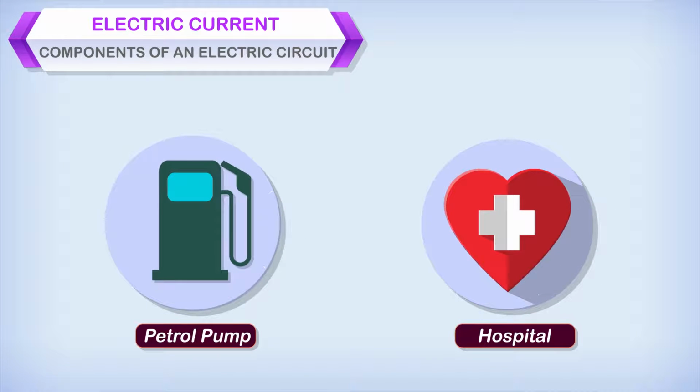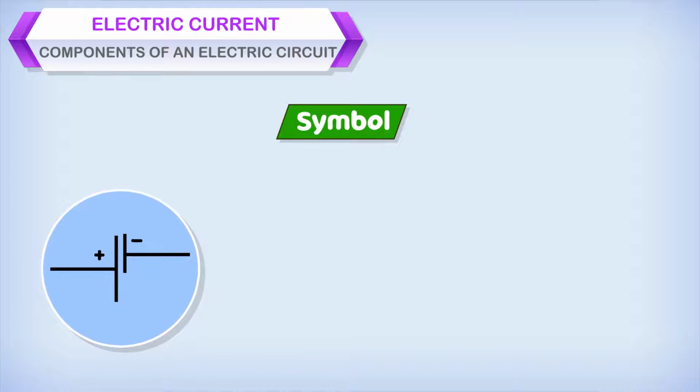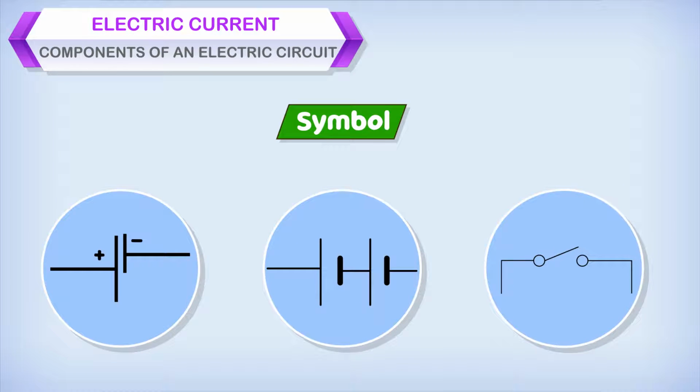You also must have seen the following symbols. It would be difficult to draw actual pictures as indicators. Hence, it makes sense to use symbols. Similarly, we use symbols to show components connected in a circuit. Let us look at some commonly used components and their symbolic representations.